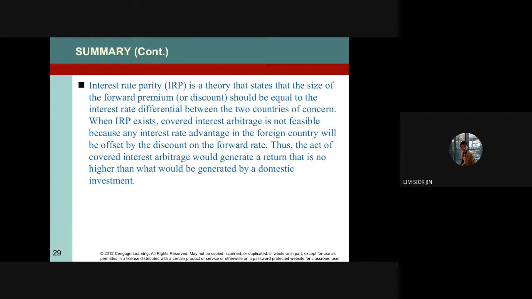So investing in Singapore and Malaysia makes no difference because if interest rate parity stands, although you gain higher in Singapore, the interest rate is higher, in the future, when you convert back to ringgit, you will still get back the same amount due to the forward rate premium or discount. All right, so therefore, it means that the return in every country should be the same at all times. Although there is a difference, it will be offset by any forward premium or discount. All right.